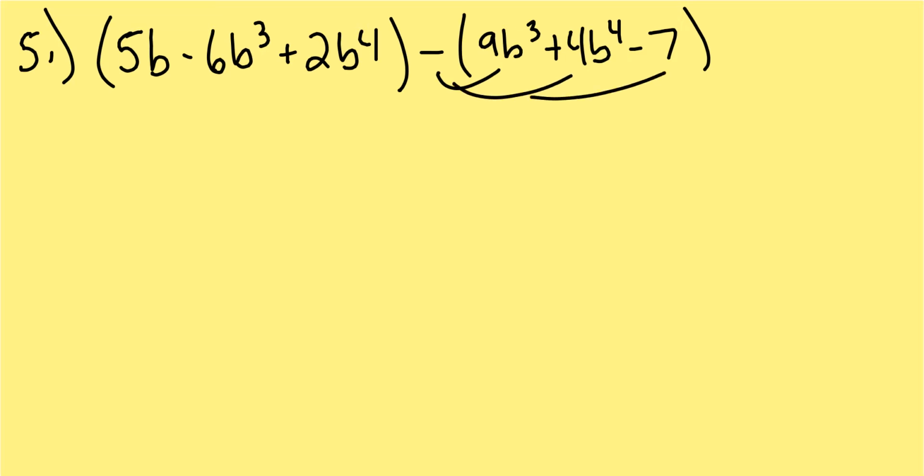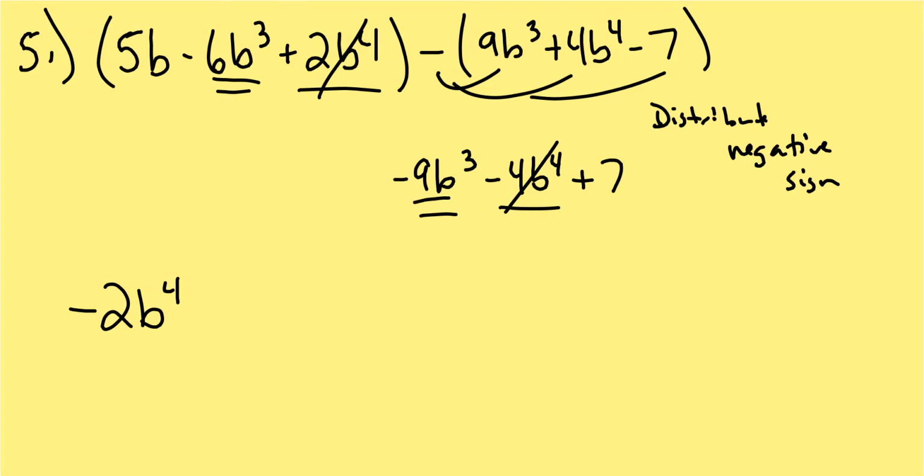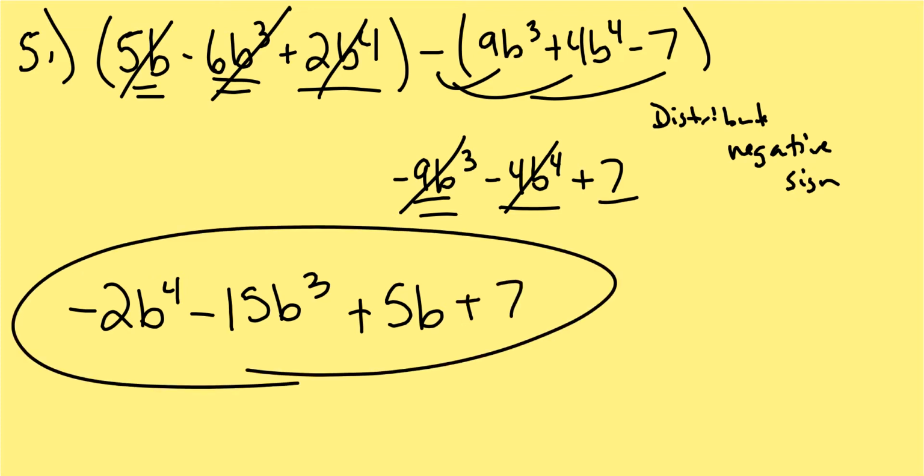Alright, I'm going to distribute the negative sign. So you must distribute the negative sign first. So this becomes negative 9b cubed minus 4b to the 4th plus 7. Now I combine like terms. 2b to the 4th minus 4b to the 4th is minus 2b to the 4th. Cross it off. Cubes, I have minus 6b cubed minus 9b cubed. That's minus 15b cubed. Cross them off. I end up with 5b. There are no other b's, so I just put plus 5b. Cross it off. And now 7. And that's it.